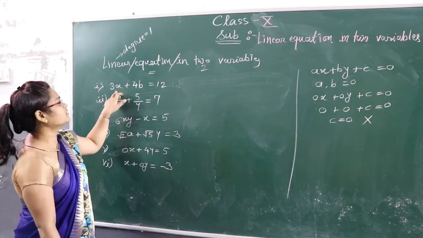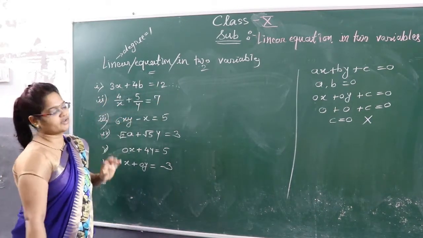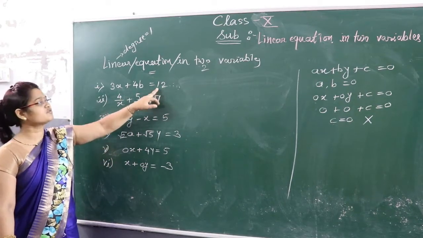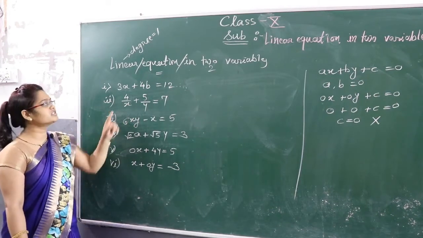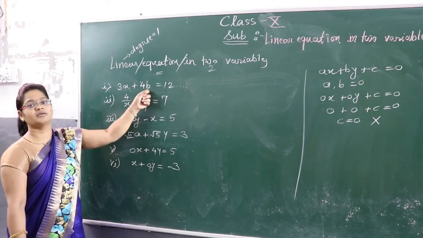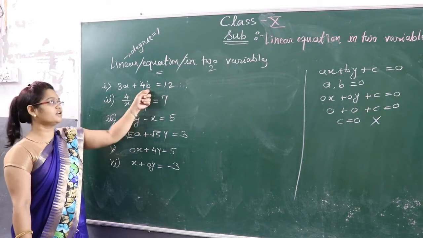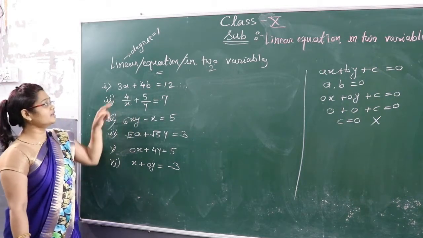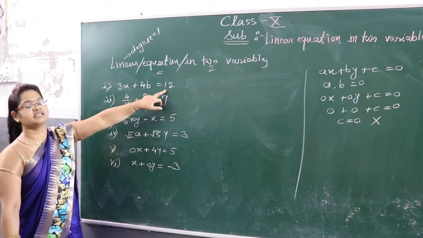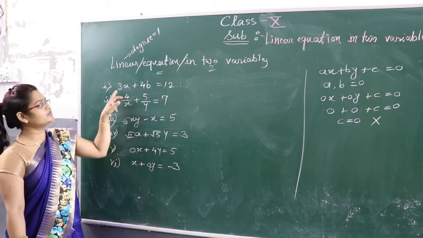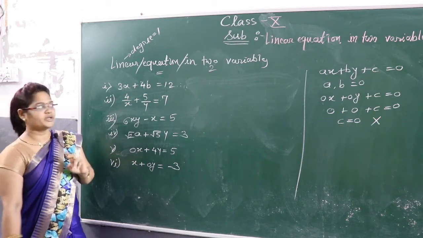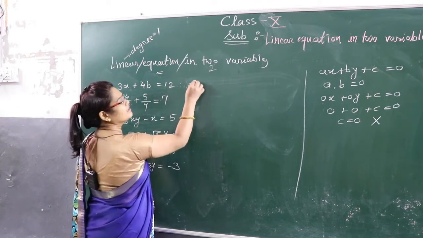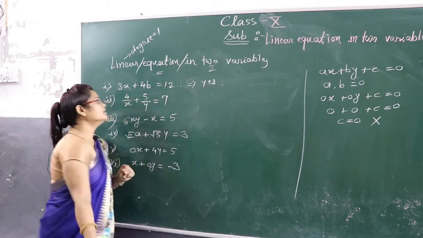Now see the first one, 3a plus 4b equals 12. Is it a linear equation or not? Yes, it is a linear equation because it is following the definition. Now what is the definition? It should contain two different variables where the highest degree of each of the variables should be 1, and the coefficients and the constant should be real numbers. We know that 3, 4 and 12 are real numbers, and the degree of a and b is equal to 1. Therefore, it is a linear equation in two variables.